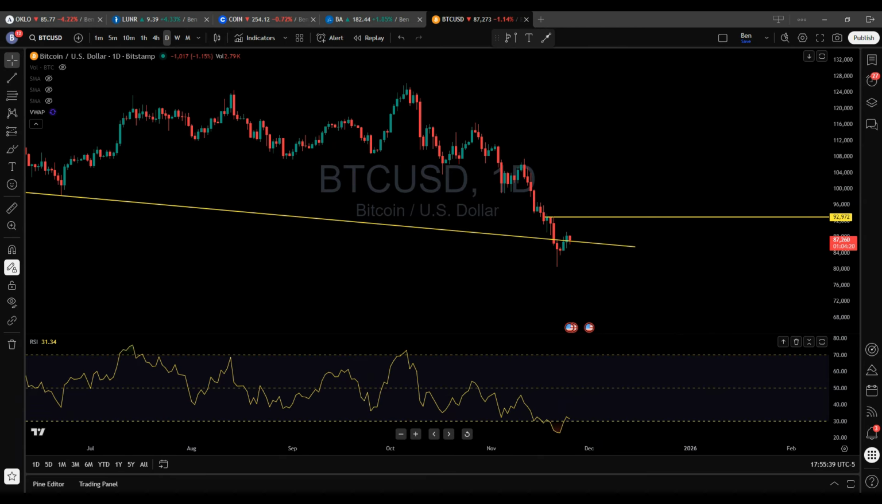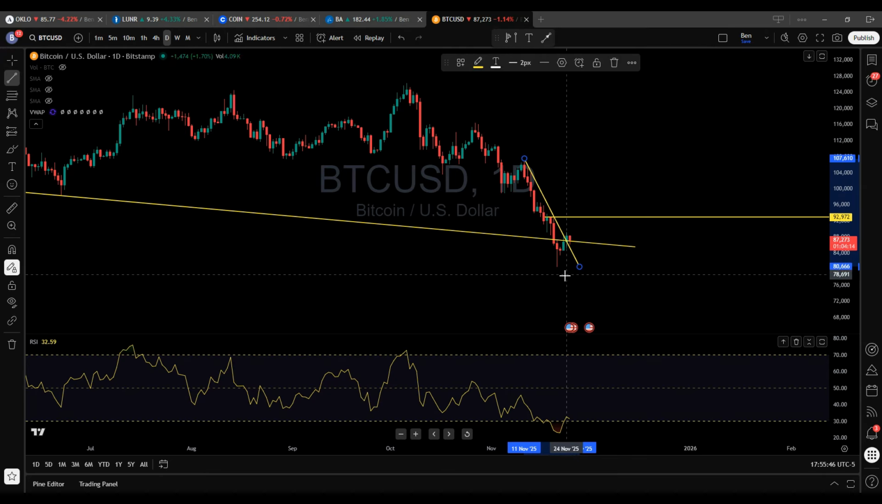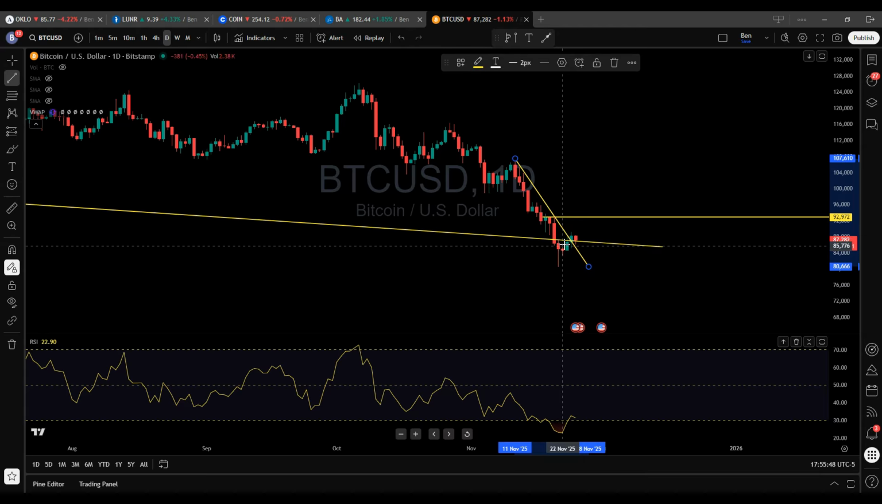We still have a downsloping trend line that we have to contend with, but it looks like we're creating price action above that. We haven't confirmed, but once we do, we could get a nice retrace and then a catastrophic move back to the upside. $92,972 is the next level of resistance.